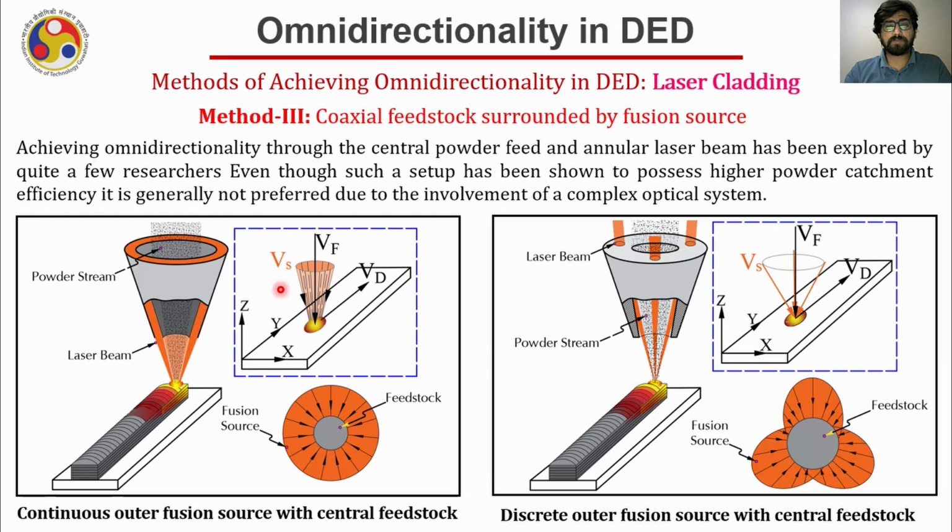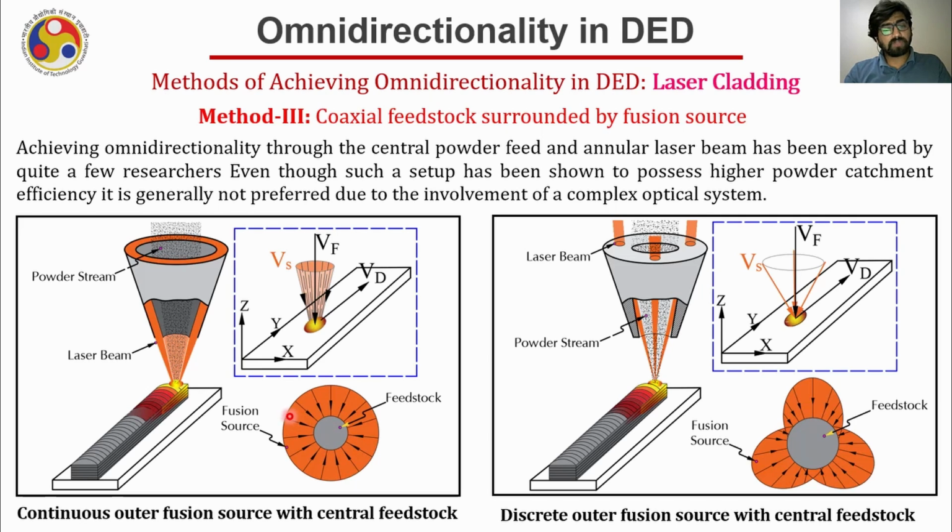Even though such a setup has also shown higher powder catchment efficiency, it is generally not really preferred due to the involvement of the complex optical system. Why is catchment efficiency improved? Typically the powder is completely entrapped by the fusion source if you look here in the top view, and the powder particles, even those that are bouncing back, may further, due to the availability of the laser source surrounding it, melt and hence deposit on the substrate. That's why the catchment efficiency in such systems is noted to be better than the conventional ones.